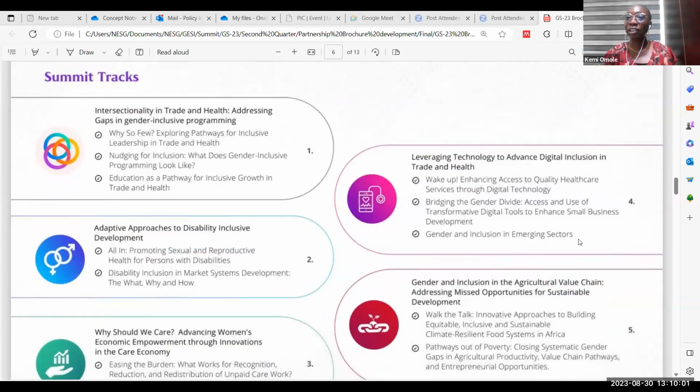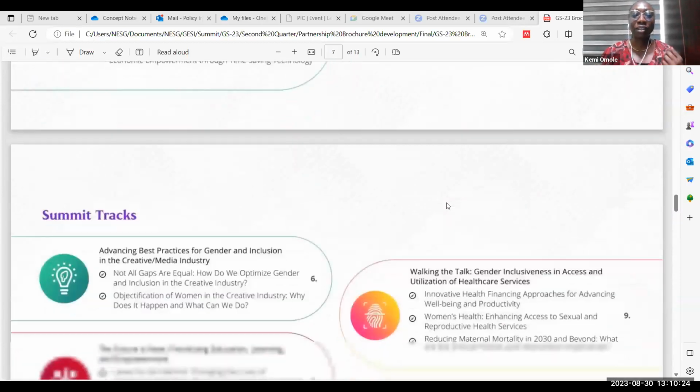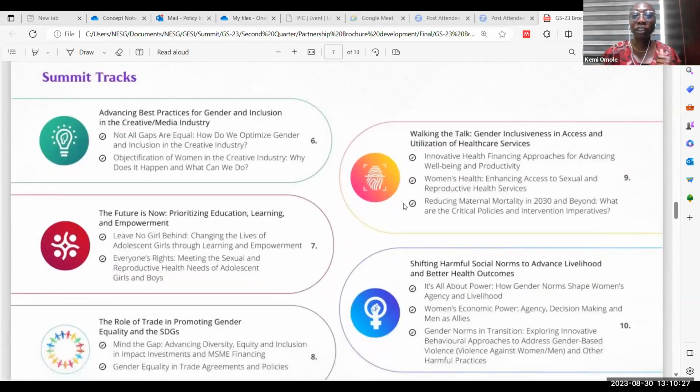Another thing we have is something on the digital economy, seeing how technology can be leveraged to advance digital inclusion in trade and health. Very interesting topic there. And we also have something on gender and inclusion in the agricultural value chain, trying to see how missed opportunities for sustainable development can be addressed. That's not all. We also have something for the creative industry as well, advancing best practices and inclusion in the creative and media industry, trying to understand the objectification of women in the creative industry and trying to see how we can bridge the gender and inclusion gap that exists in the sector.